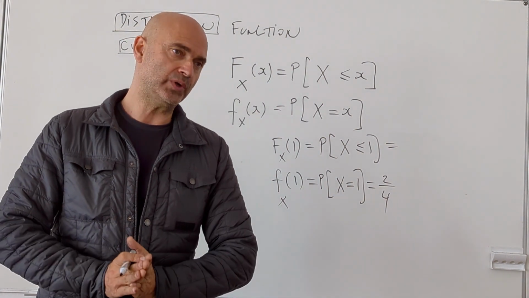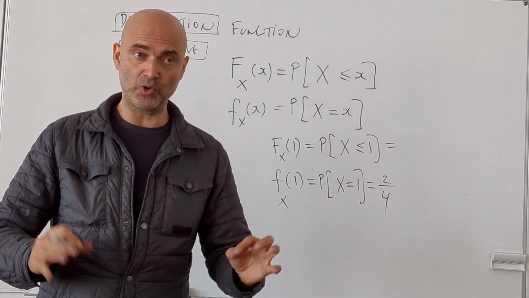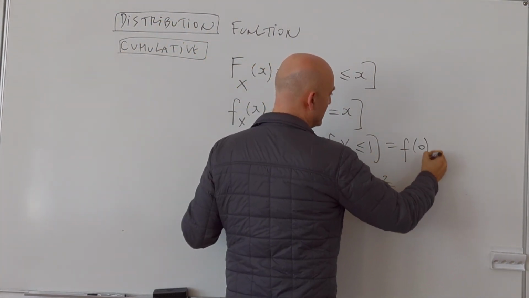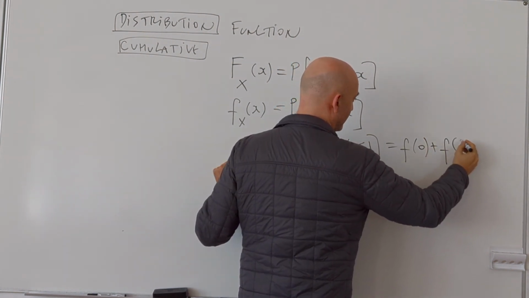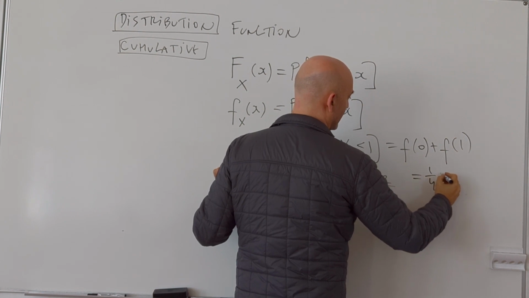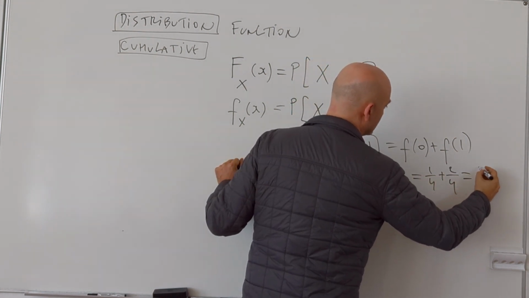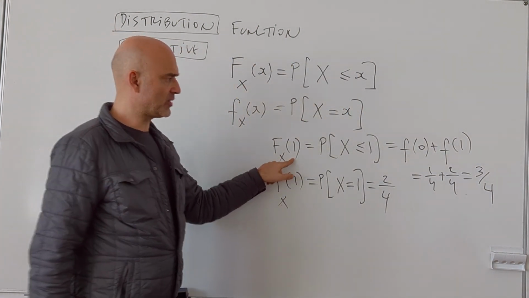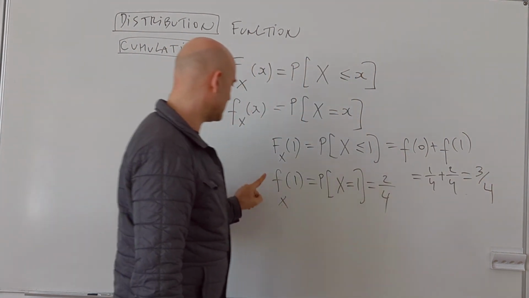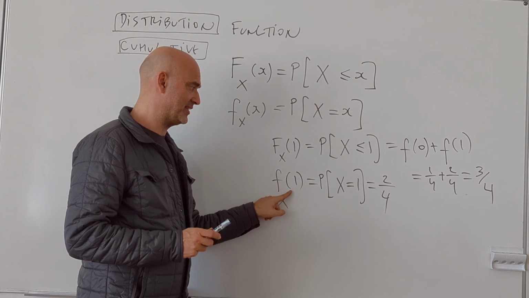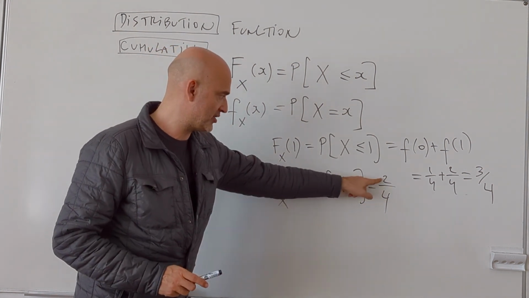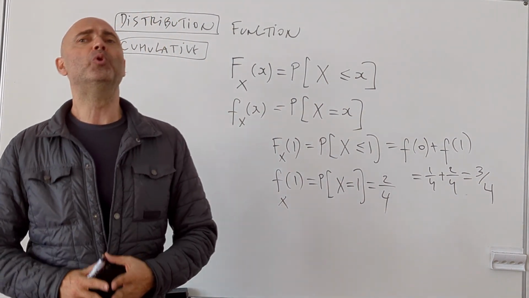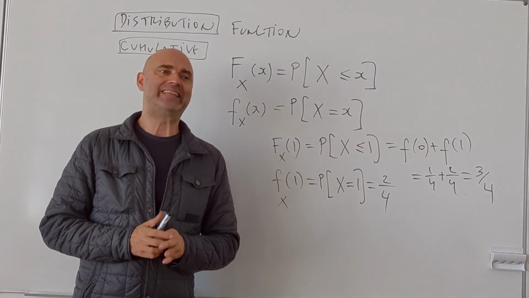But lower than 1, we have the 0. So we need to add the probability of the 0. So this probability will be the small f of 0 plus the small f of 1. So it is 1 divided by 4 plus 2 divided by 4 equal to 3 divided by 4. So the big F in 1 is equal to 3 divided by 4. The small f in 1 is only the probability that the big X is equal to 1, which is 2 divided by 4. So not difficult, but let's now put the example of the dice.